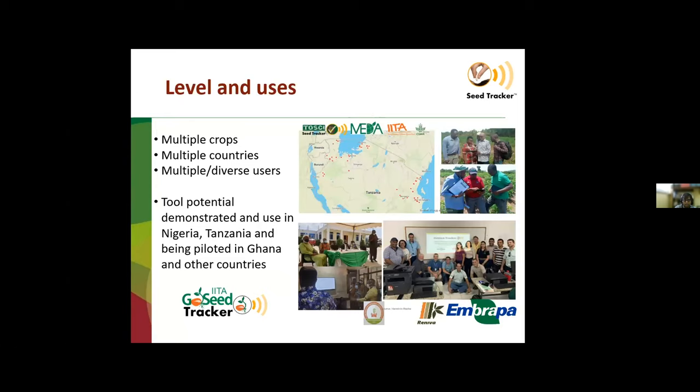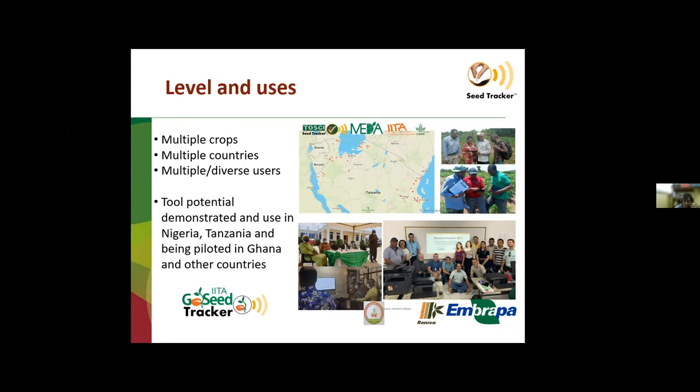With regard to the level and usage, I already provided an example of Cassava Seed Tracker used in Nigeria. On similar lines, Cassava Seed Tracker has been piloted since 2018 in Tanzania as part of the BEST project by MIDA, TOSCI, and IITA. Last year, EMBRAPA adopted Cassava Seed Tracker for seed value chain management of the Reniva project. Early this year, Seed Tracker was piloted in Ghana for yam value chain management.